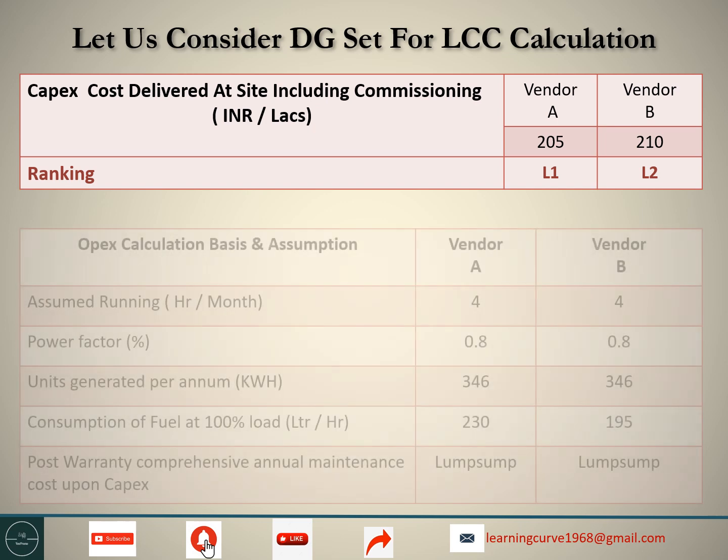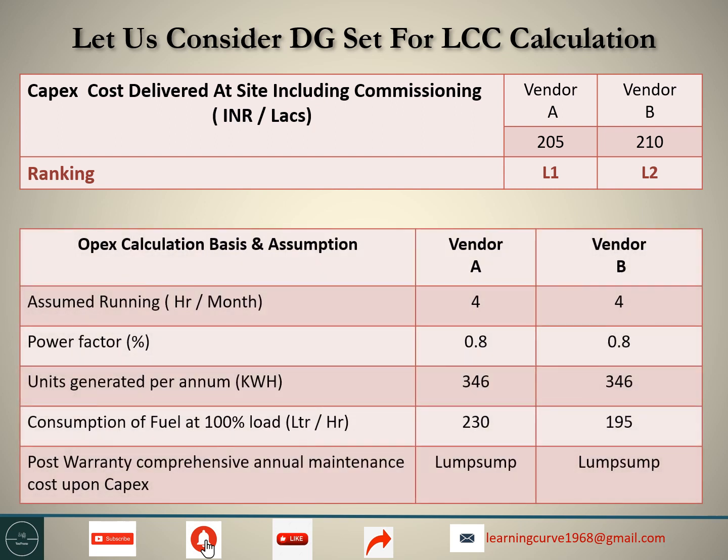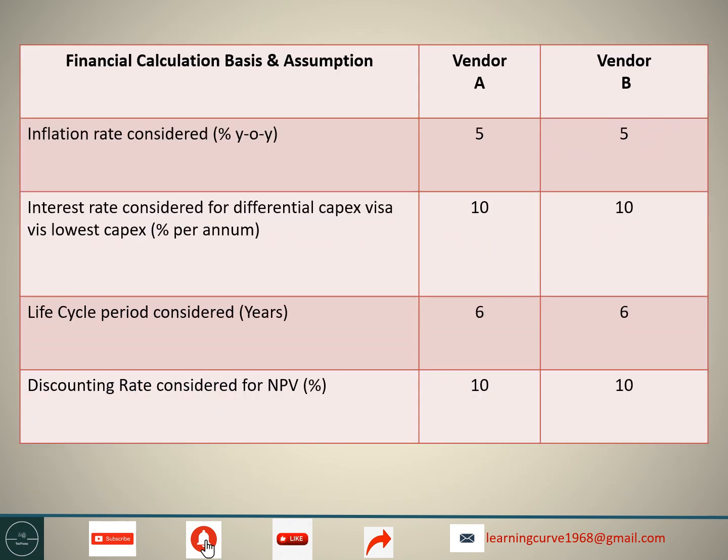Now OPEX calculation basis and assumption. In this section, to calculate the basis of OPEX, we need to get all relevant inputs from the vendor as per our prescribed calculation format. Assumption is as per the business requirement. Financial calculation basis and assumptions: in this section, inflation and interest rate are two key components for LCC calculation. Life cycle period or useful life of the DG set here is considered as 6 years.